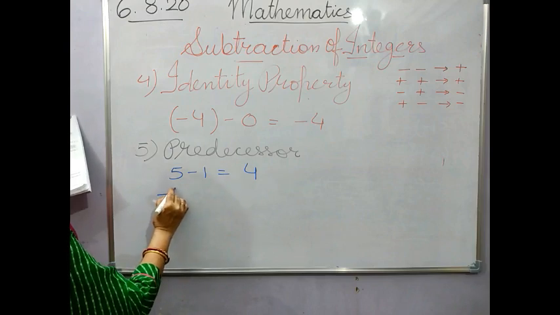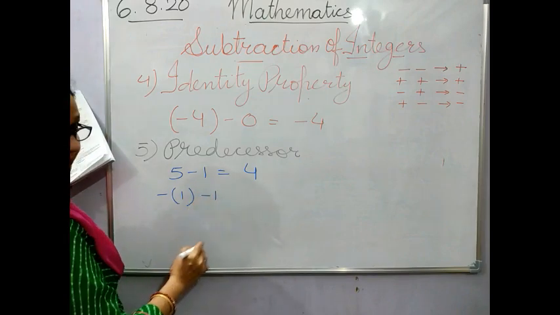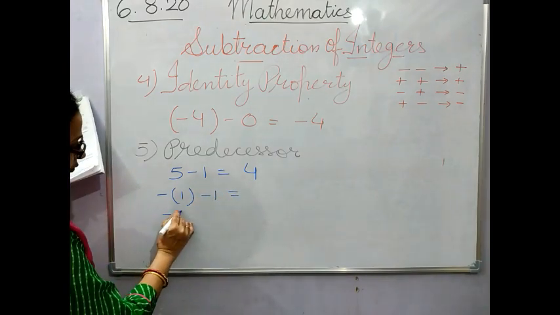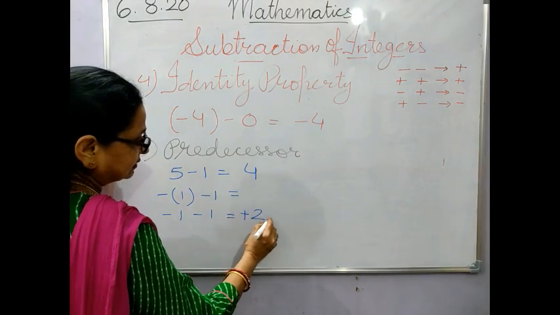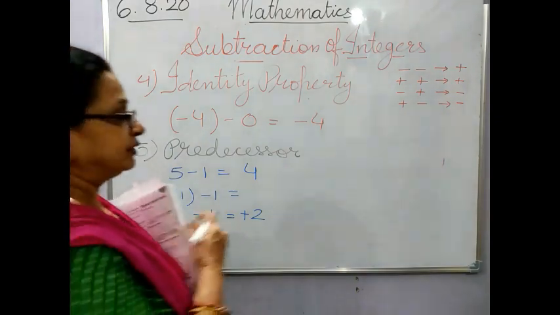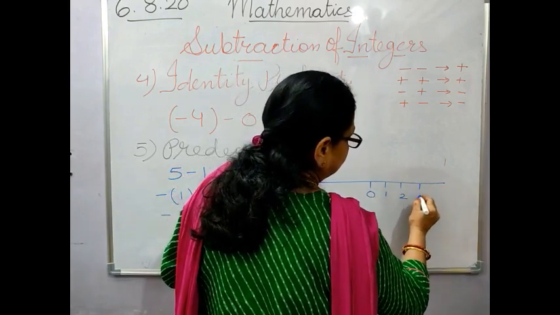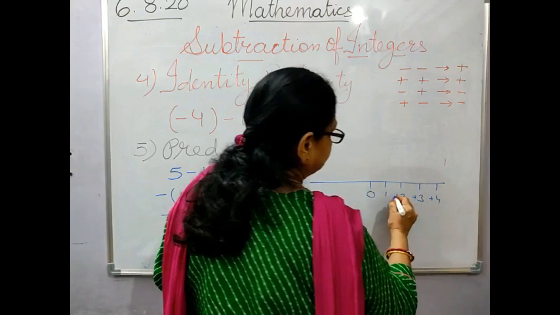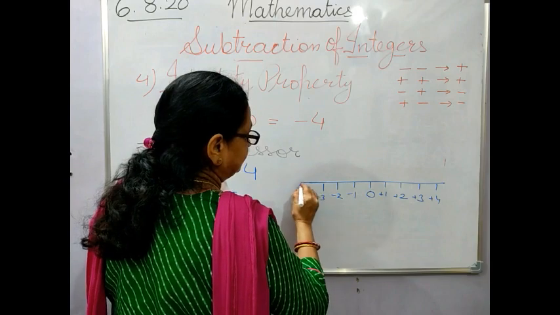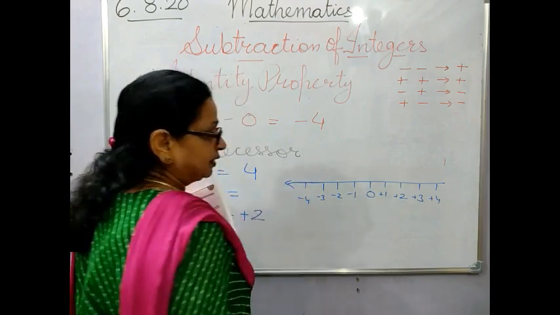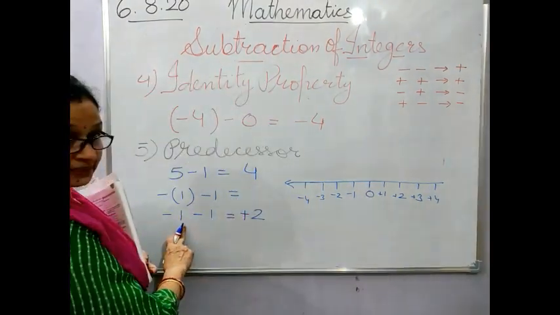Now I'll take one negative number. If I want to find out the predecessor of this one, I will subtract 1. Now this will be minus 1 minus 1. Both the signs are same, so we add, and the answer is this. And even if you remember that number line, it was this: 1, 2, 3, 4. This was your plus, then minus 1, minus 2, minus 3, minus 4.